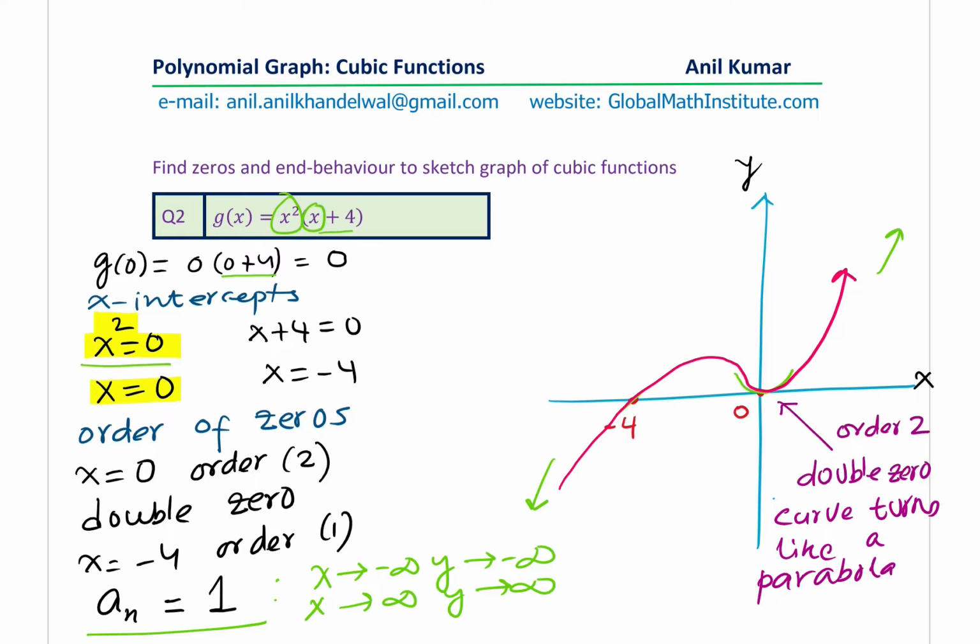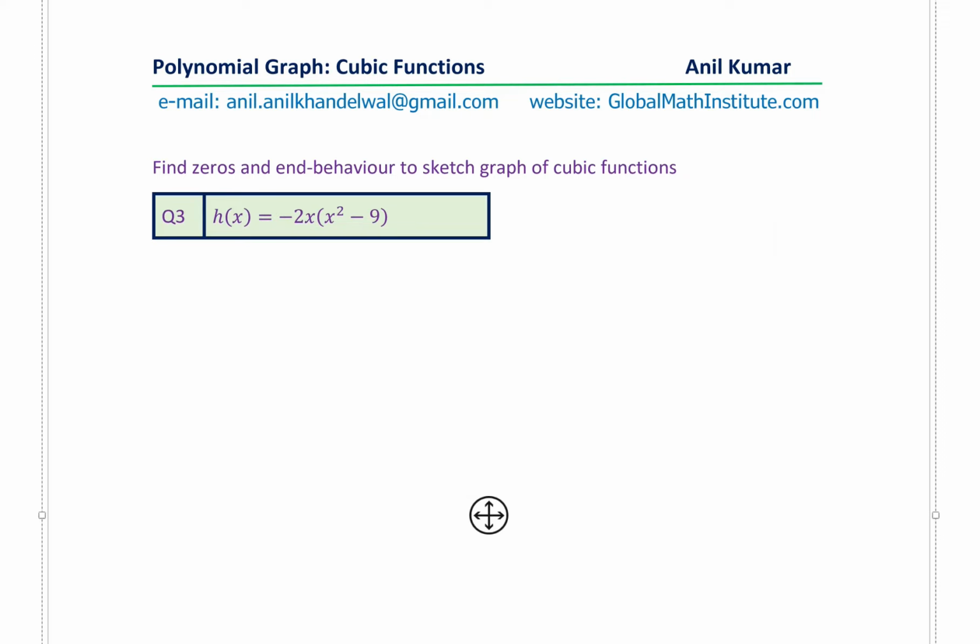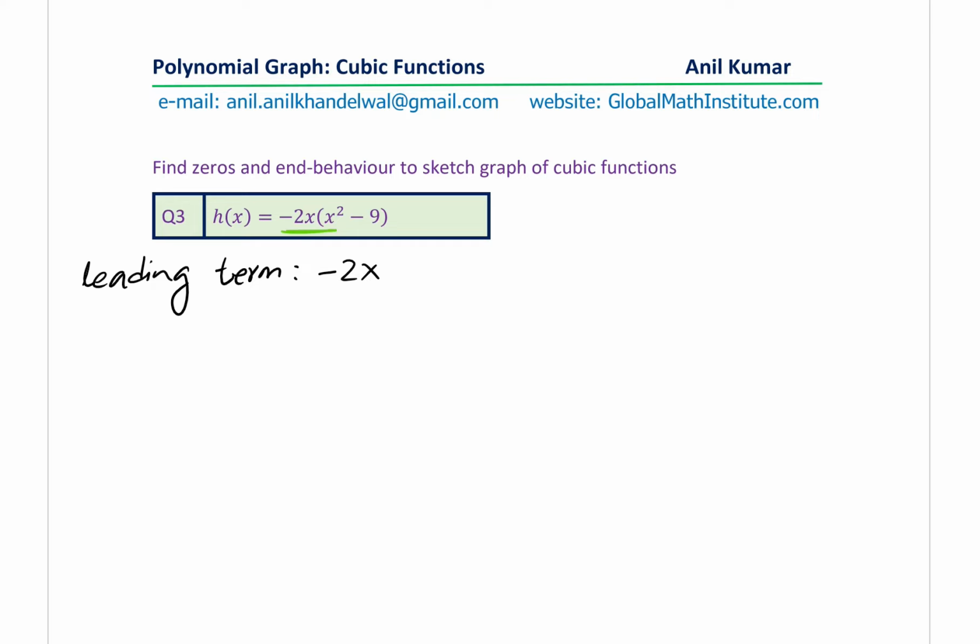Let's move on and take the third question. In this particular case, what do you notice? I would like you to pause the video and answer the question. Well, we notice that minus 2x times x squared, right? So what is the leading term? The leading term in this case will be when you multiply these x's, right? So in this case, the leading term is minus 2x cubed. So definitely the leading coefficient a_n is minus 2.